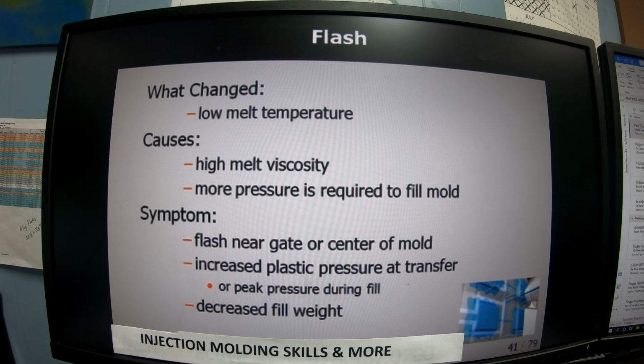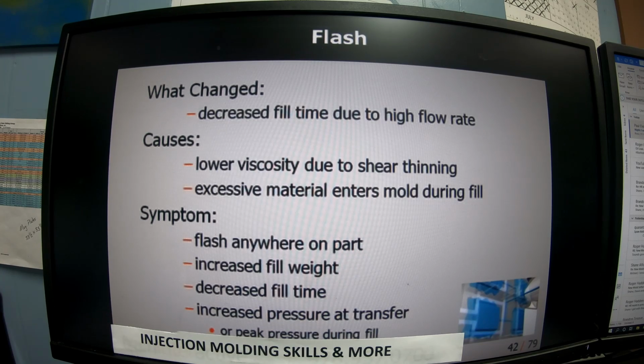If the melt temperature were low, causing flash around the runner or center of the mold, you'd also see a rise in pressure at transfer and a drop in the overall part weight. If the flash was due to a high injection rate, you'd see an increase in part weight and pressure at transfer. Also, you'd note a shortened fill time.